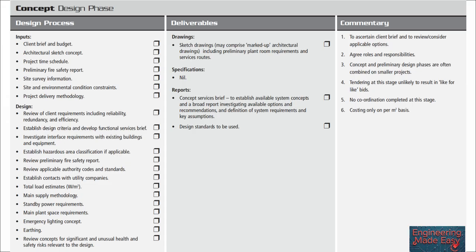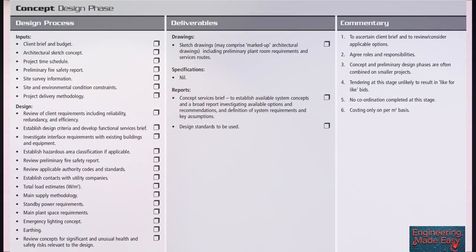On the left, you've got the inputs. This is the stuff we start with, like the client's brief and some architectural sketches. Then, in the middle, the design column shows our main tasks at this point. And on the right, the deliverables, that's our output, which is a concept services brief. You can think of this document as the project's electrical DNA, really. Let's dig into the key parts here.